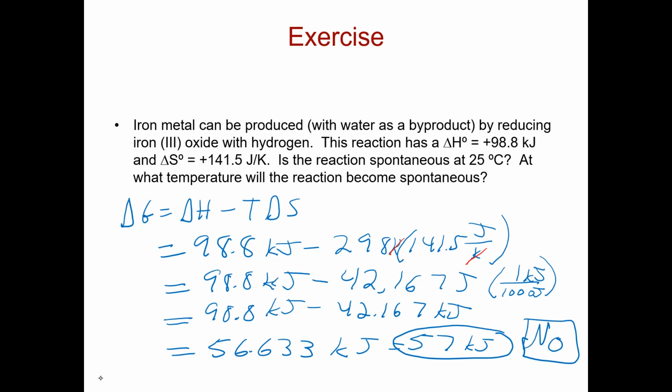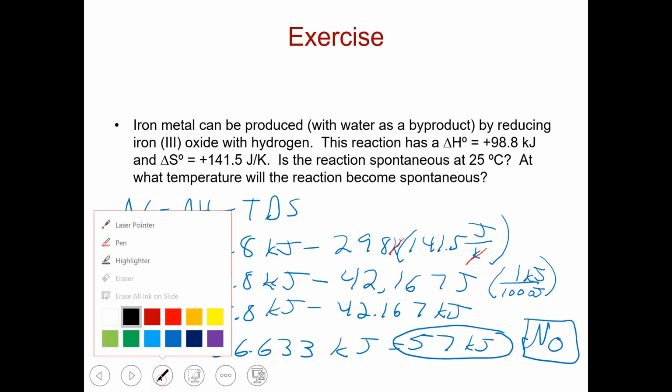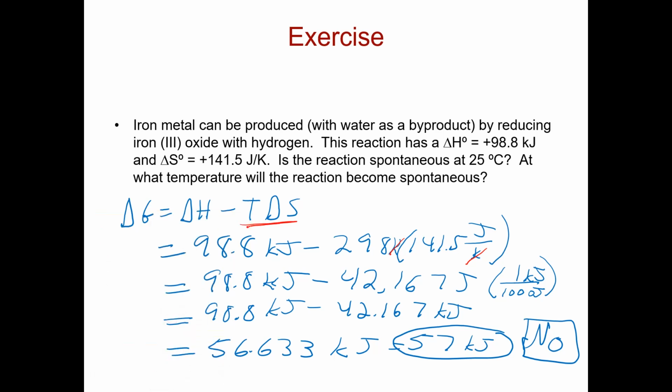So what we're going to do is say delta G is equal to 0 and calculate at what temperature that would happen. Now, if we know at what temperature delta G would equal 0, if the temperature is above that temperature, then this T delta S term is going to be larger than the delta H term, which will make delta G negative. So we can calculate where delta G would be 0, and we know that anything above that would be negative. So let's go ahead and plug in.